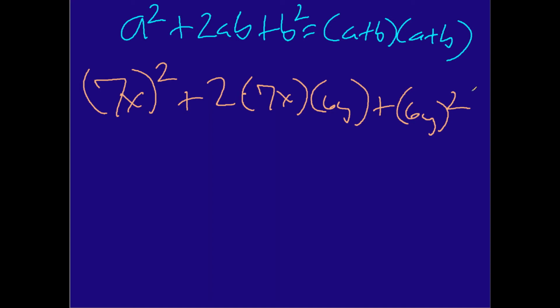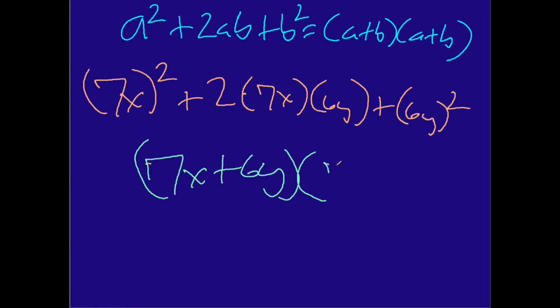And so now that we know what the A and the B term is, we now know what our factor term is going to be: 7x plus 6y. 7x plus 6y. Again, you can see the beauty of this, and you can work this out.